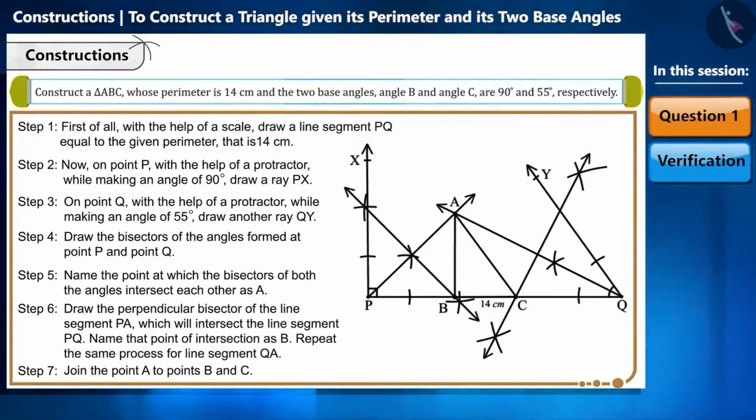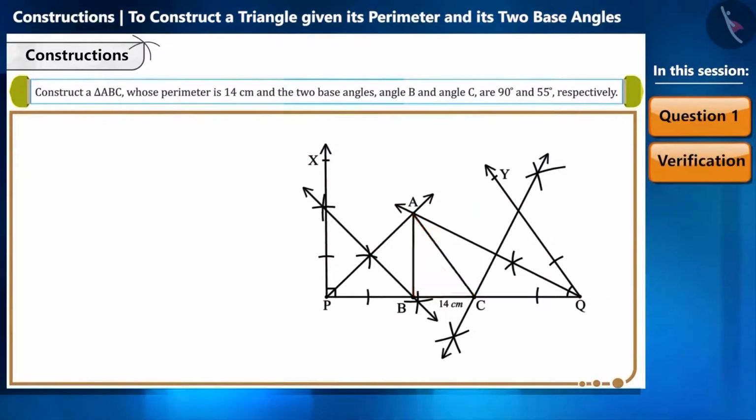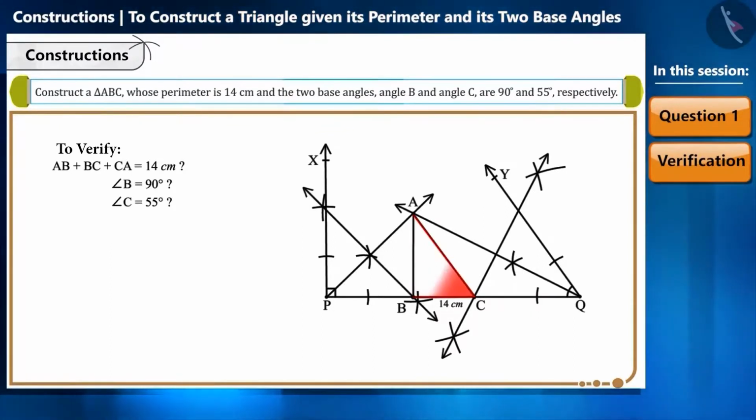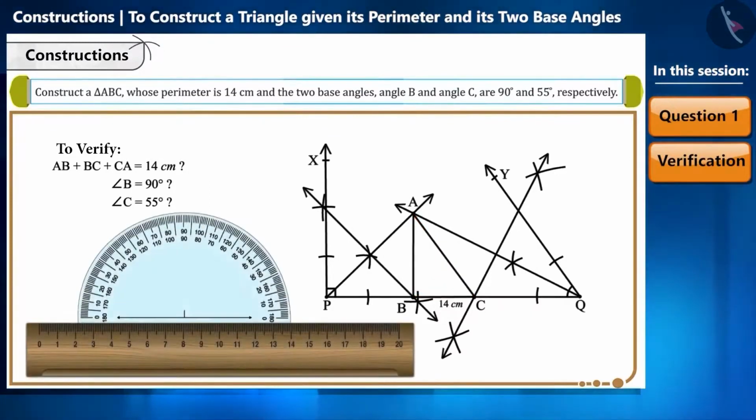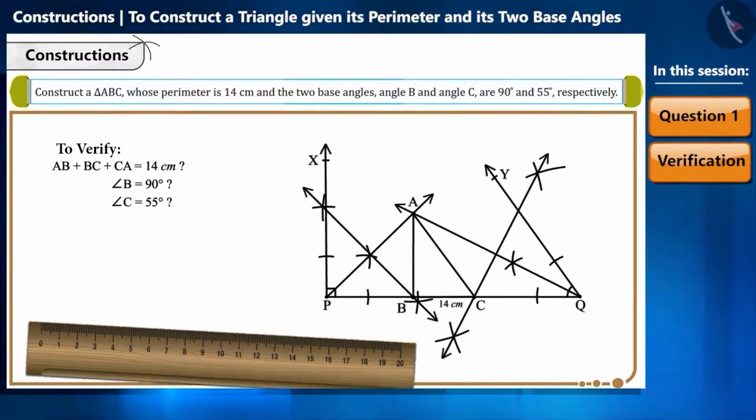Friends, now we will prove this mathematically. The sum of the three sides of the triangle we had to construct is 14 cm. So now we will check whether the sum of the sides of the triangle we constructed is 14 cm. Also, the measurement of base angles is 90 degree and 55 degree or not. We can verify this by measuring these sides and angles with the help of a scale and protractor.